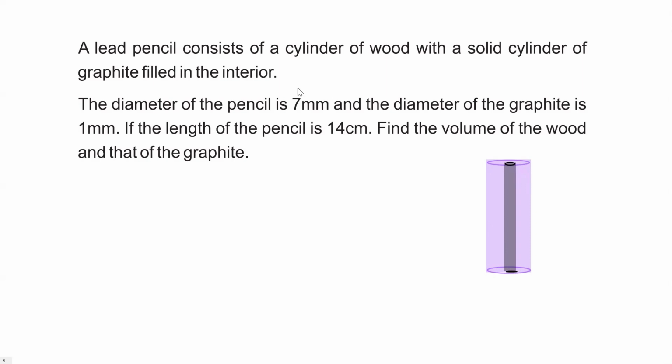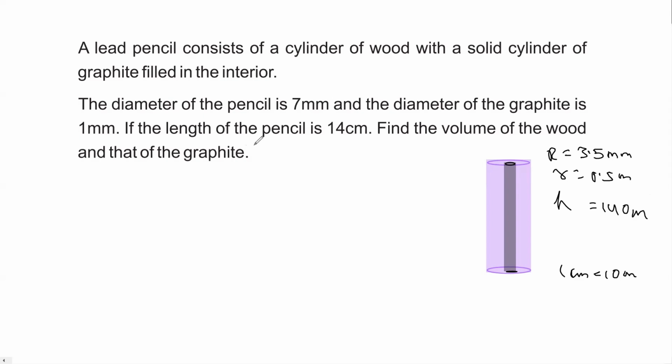Now check, we are given the diameter of the pencil, that means this whole diameter. So I'll use capital R as the radius, which will be half of the diameter, that is 3.5 mm. Then we are given the diameter of the graphite as 1 mm, so its radius is going to be 0.5 mm. I'll use small r indicating the radius of this graphite portion. Further, the height has to be the same because the height inside and outside remains the same. I'll use h in millimeter, as you know that 1 centimeter is 10 millimeters, so I'll write 140 millimeter.